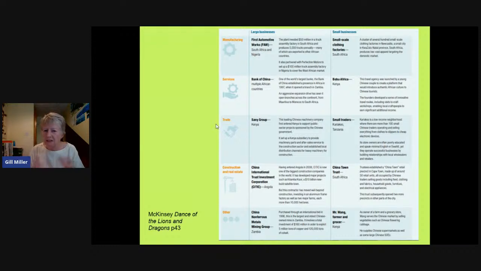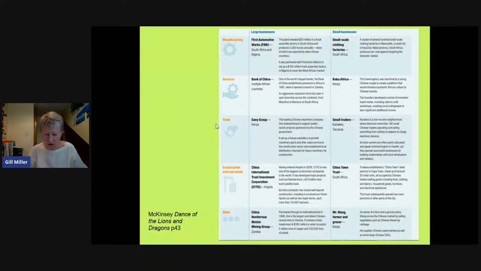The top right, small-scale clothing factories. Now, this is an interesting one. Is this good? Is it good that small clothing factories owned by Chinese are actually now competing with African firms? You need to think about that.